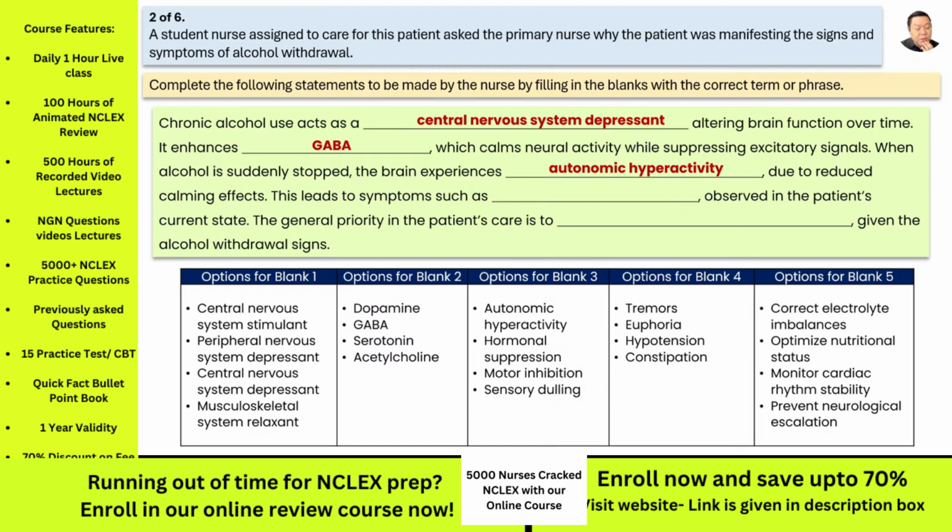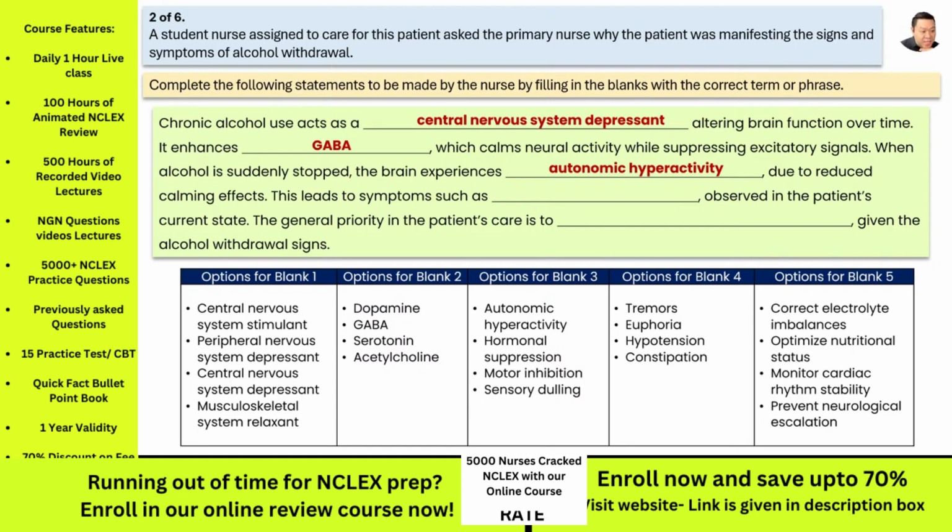And so let's go into the incorrect options, and one of those is hormonal suppression. So this one refers to the endocrine changes, which are not the key drivers of withdrawal symptoms, while motor inhibition is something that would involve reduced movement, which contradicts the jitteriness and the restlessness of alcohol withdrawal. So this is also incorrect. And sensory dulling is also incorrect here, because alcohol intoxication might dull sensory input, but we're talking about withdrawal, which can heighten the sensory input due to the central nervous system overactivity.